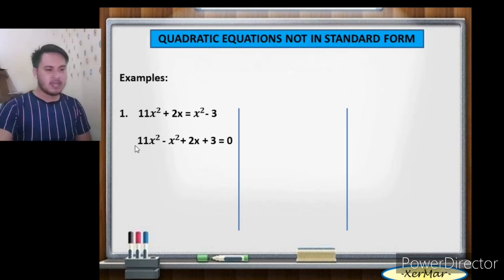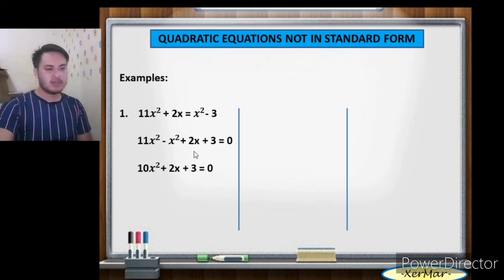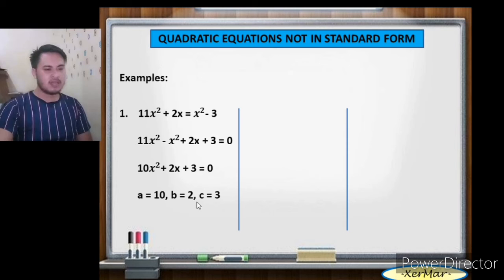Here we have similar terms, which are the quadratic terms, so we will combine them. 11x squared minus x squared is 10x squared plus 2x plus 3 equals 0. Identify the values of a, b, and c: a equals 10, b equals 2, and c equals 3. Proceed with number 2.